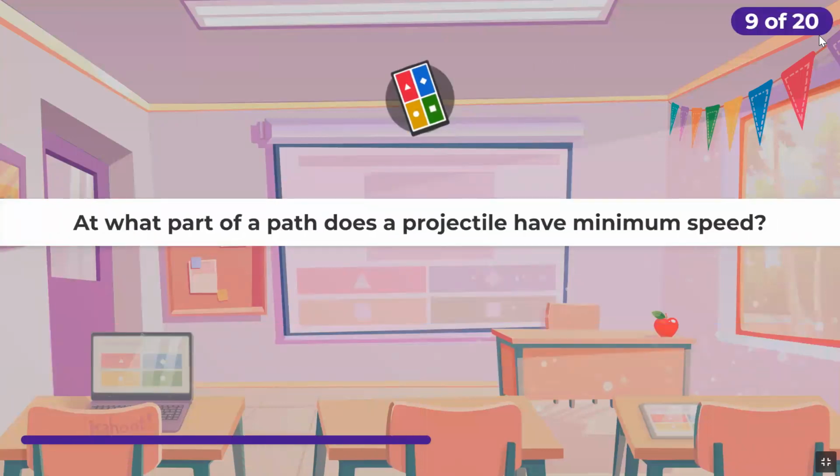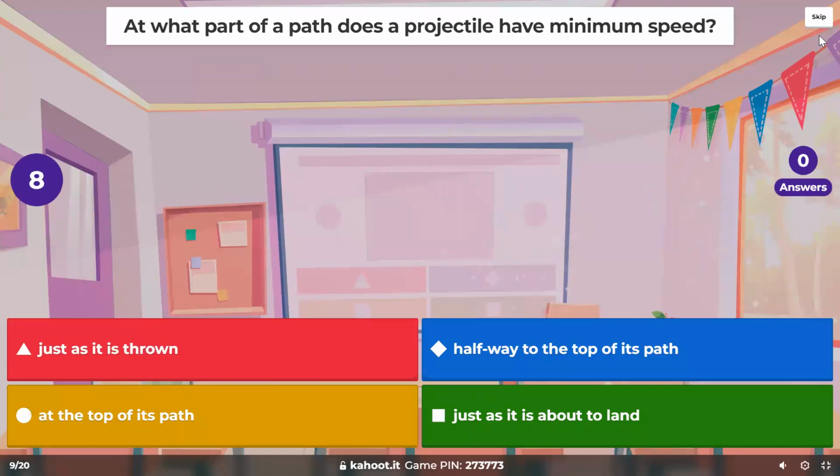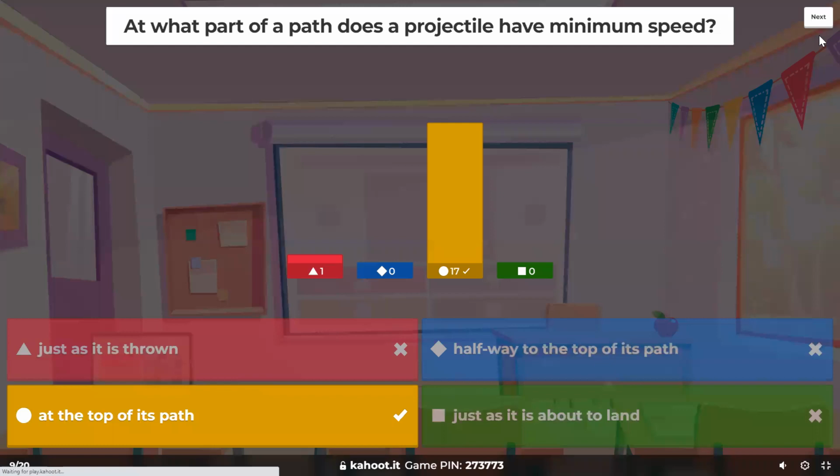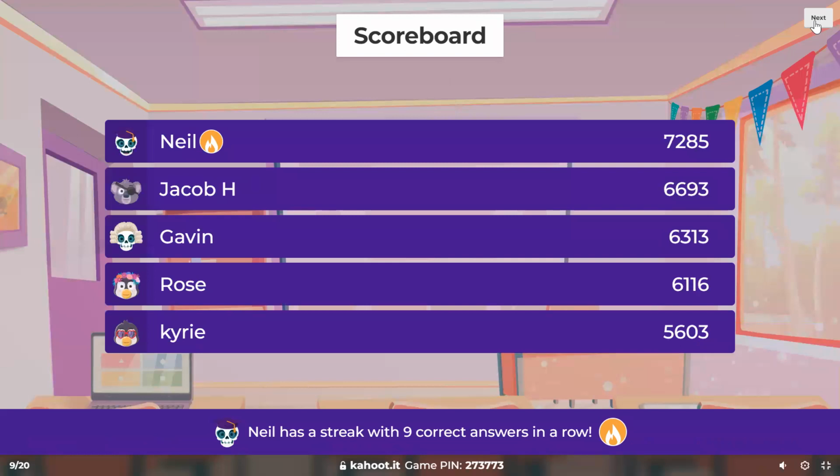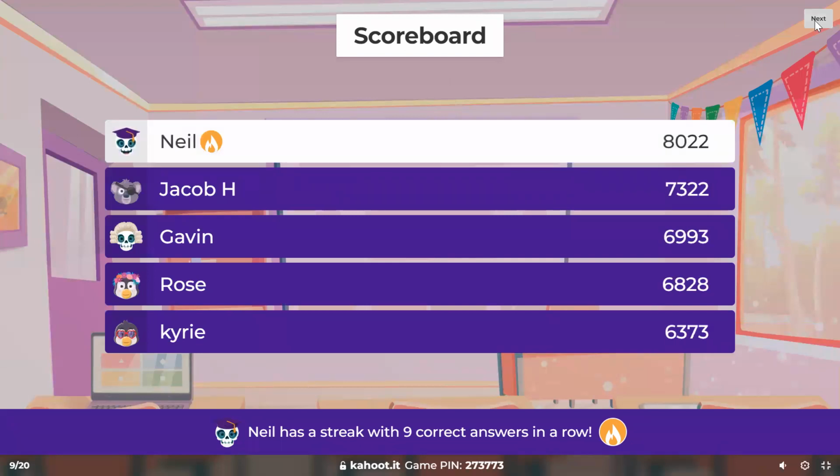What part of its path does a projectile have minimum speed? There you go, top of its path. So as it's on the way up, it's slowing down. And then when it's falling down, it's speeding up. At the top of its path, it's moving entirely horizontally. That's minimum speed.